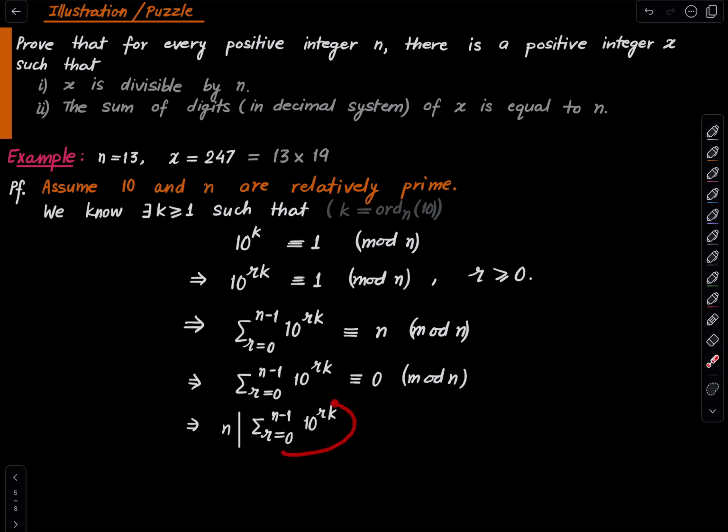But what is this number in the decimal representation? What are the decimal digits of this number? You should think about it, but let me explain what the decimal digits are by means of a specific example. Say n were 5 and k were, let's say, 2. It won't fit this congruence, but I'm just explaining what this number would be.